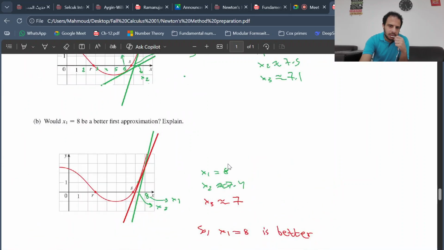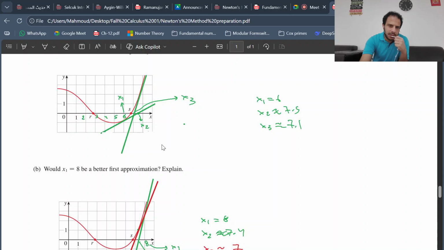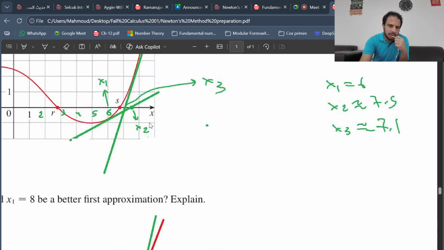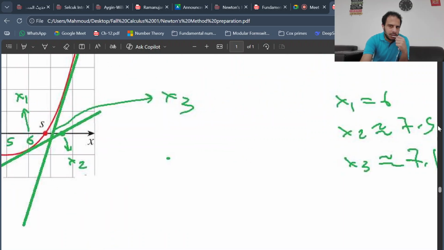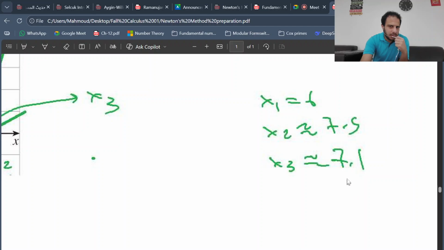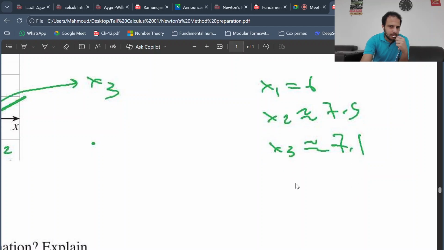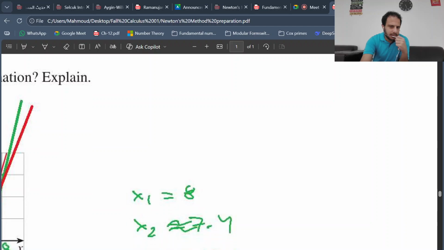So which one is better? x1 equals 6 or 8? See here, S is nearly 6.7. When we tried x1 equals 6, we get 7.1 at x3. The other one, we get 7. 7 is closer to the solution, right? So for this equation, x1 equals 8 is better.